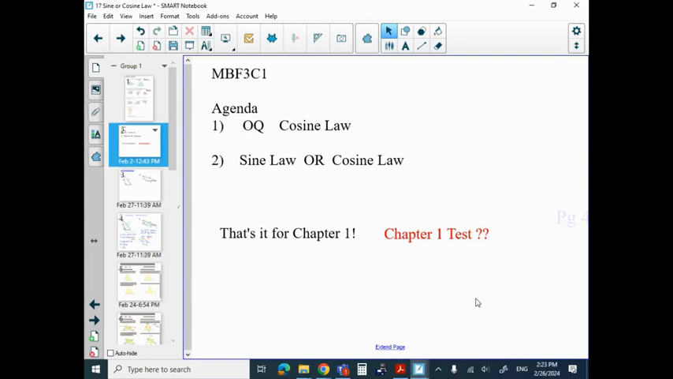Hey everyone. Today we're going to look at questions where sine law or cosine law could be used. So you need to decide. And then that's it for chapter 1.